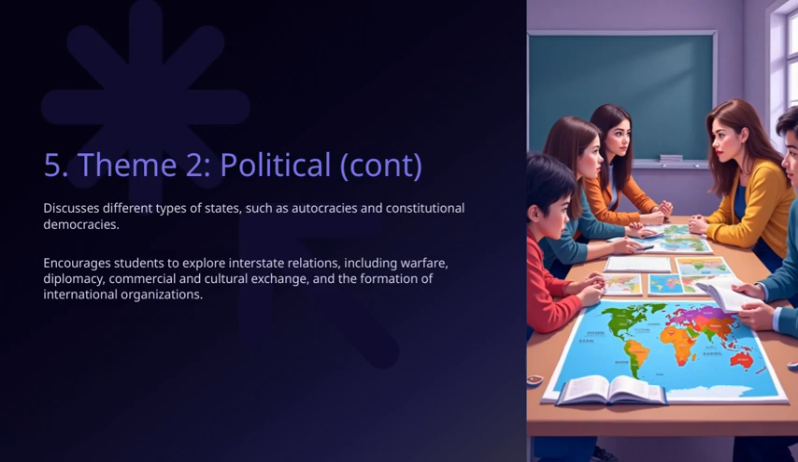Now, within this context, it's helpful to recognize that different types of states exist. Some are autocracies, where power is concentrated in a single ruler or a small group, while others are constitutional democracies, where leaders are elected and governed by laws that protect individual rights. Understanding these distinctions helps us see how each state interacts on the world stage and influences international relations.